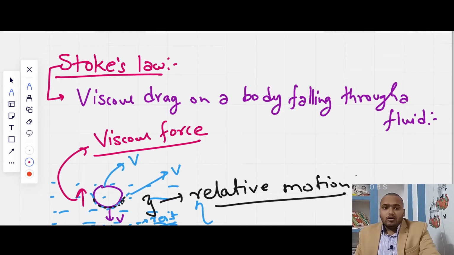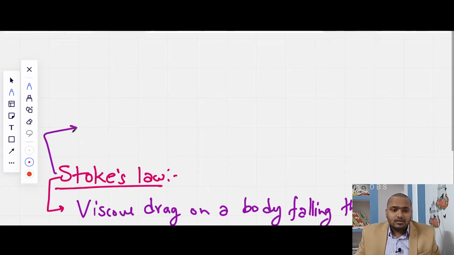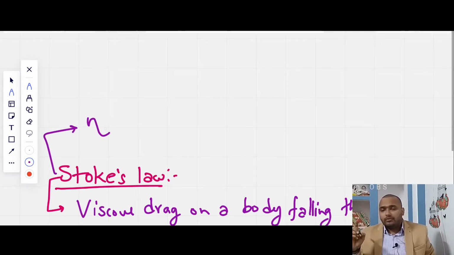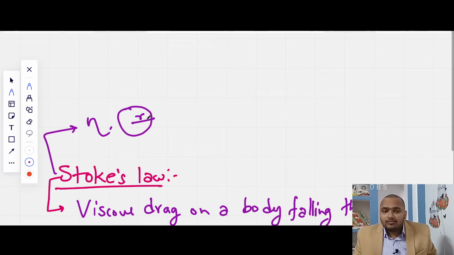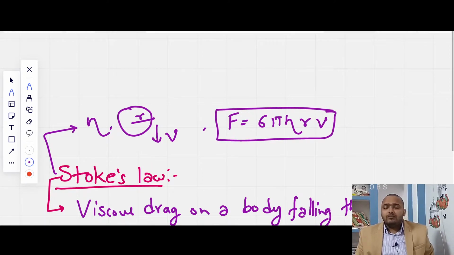Now, Stokes law simply states the relation with the coefficient of viscosity of that particular liquid. It talks about a sphere which has a small radius r and which moves with a velocity of v. He gave the relation between eta, r, and v, and the viscous force F is equal to 6 pi eta r v, which acts upward in the liquid on the object.